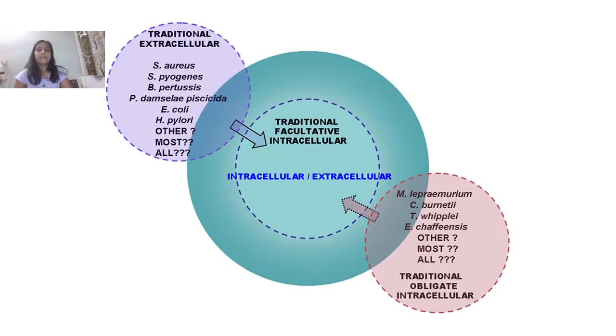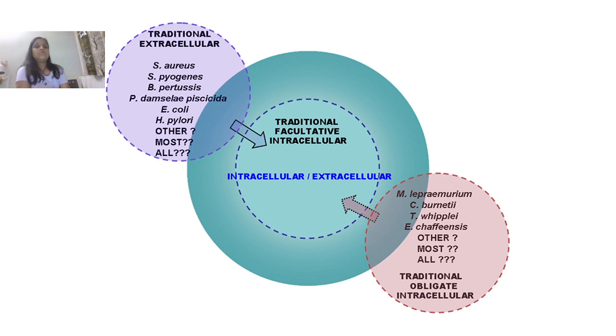So apart from gram positive and gram negative bacteria, we can divide the bacteria into extracellular bacteria, intracellular bacteria, or facultative intracellular bacteria. So these are the traditional extracellular bacteria, means they can also survive outside the cell, but the intracellular ones need a particular cell to actually replicate their genome. Or there are some facultative intracellular bacteria which can survive outside as well as inside the cell.